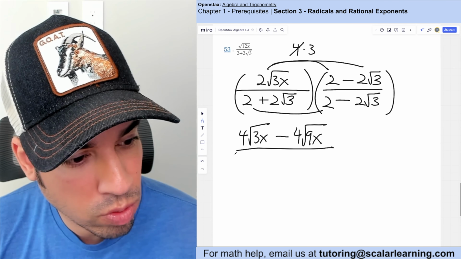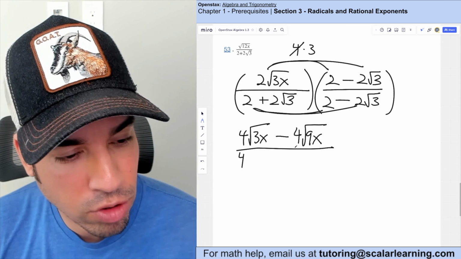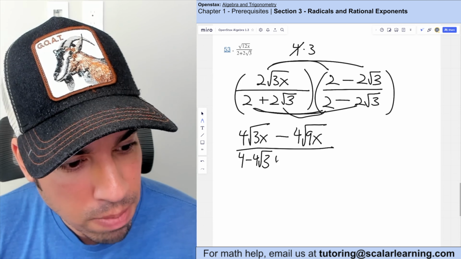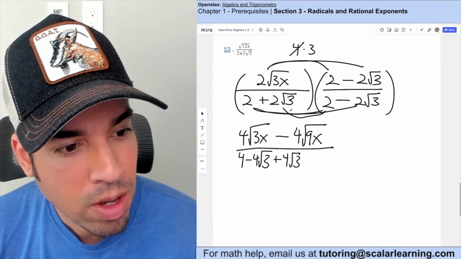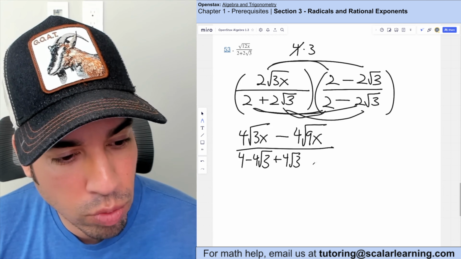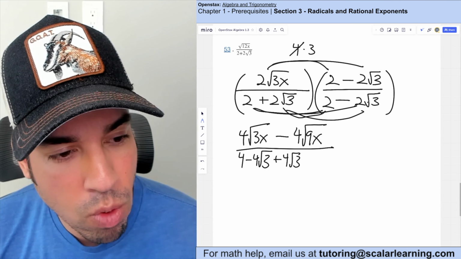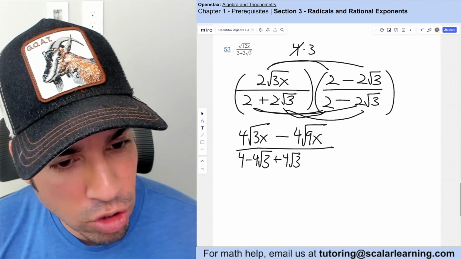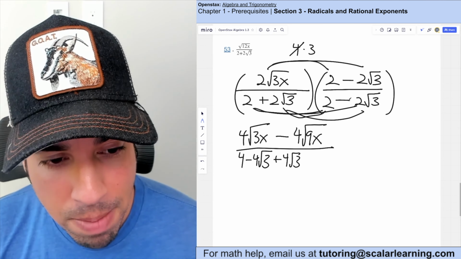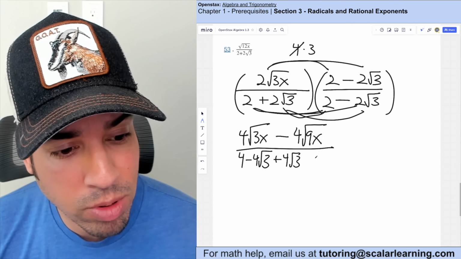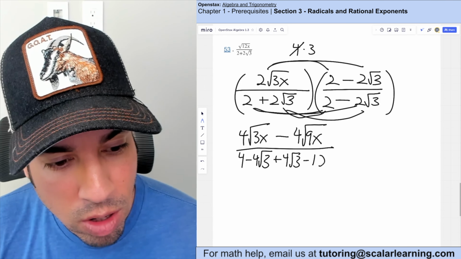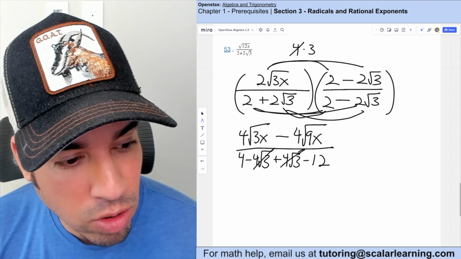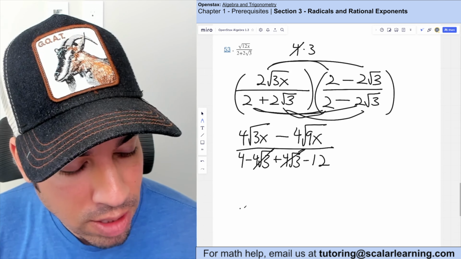So 2 times 2 is 4. 2 times negative 2 root 3 is negative 4 root 3. 2 root 3 times 2 is positive 4 root 3. And 2 root 3 times negative 2 root 3 is negative 4 times 3, because the square root of 3 times square root of 3 is just 3. So, and the 2 make negative 4, because of that minus. So we get negative 4 times 3, which is negative 12. Once again, these middle terms cancel out, and that's the point of multiplying by the conjugate, so we have no radical. And then we get 4 minus 12, which is negative 8.